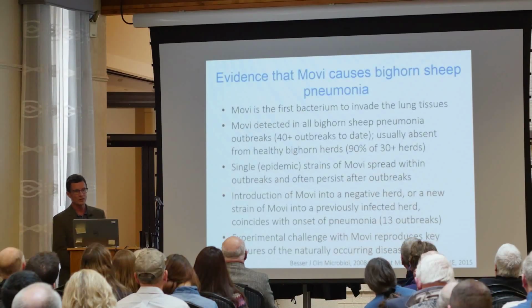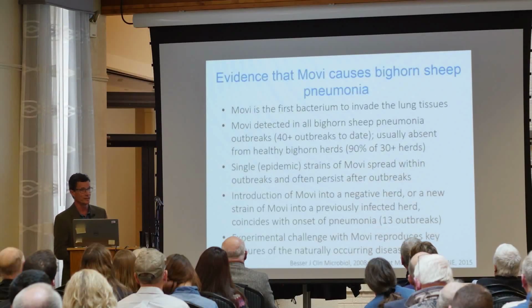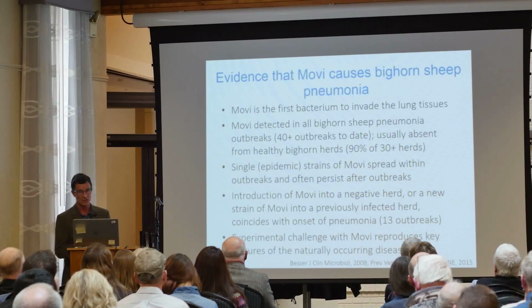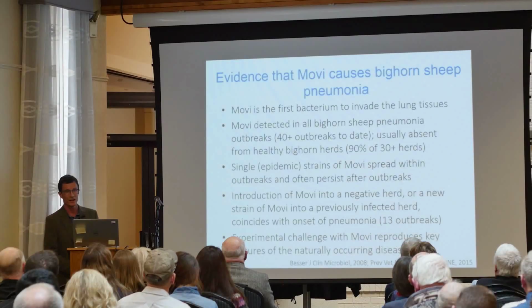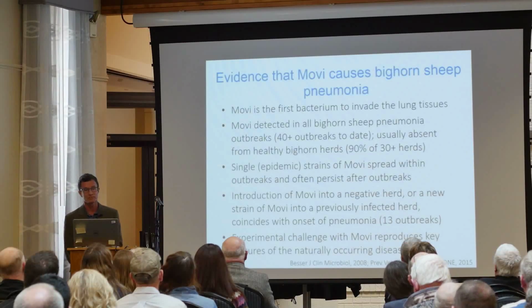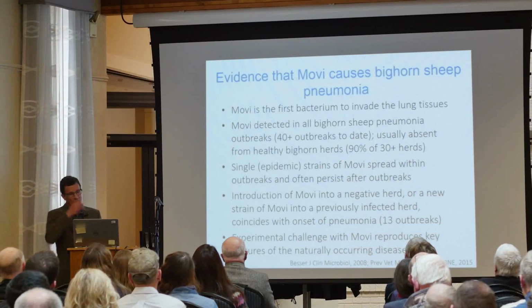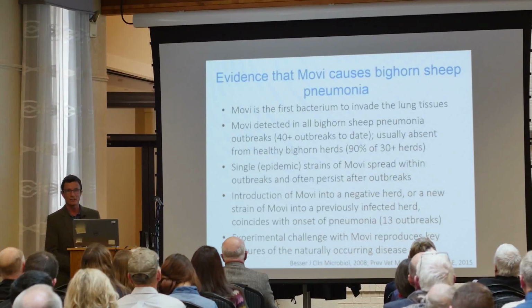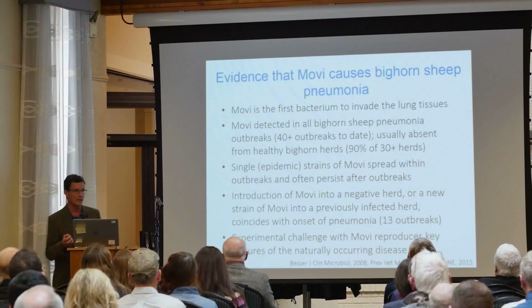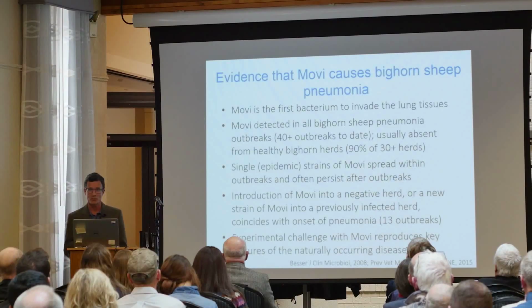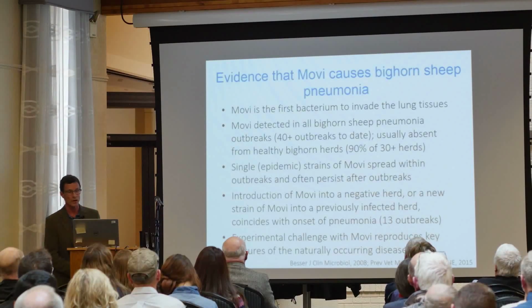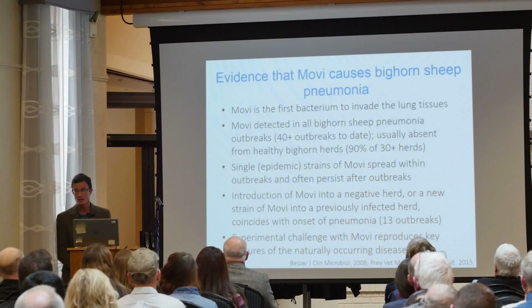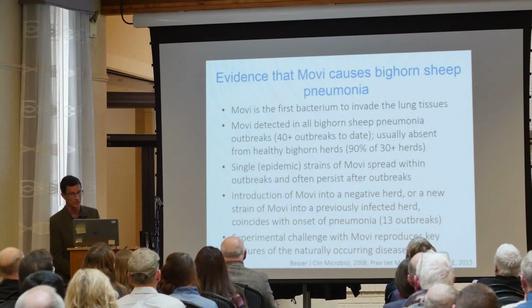As I mentioned, we learned that MOV is the first bacterium to invade the lung tissues. That alone seems to give it a different position than all the bacteria that come afterwards. We looked at MOV pneumonia in bighorn sheep outbreaks, and so far we have not found a bighorn sheep outbreak that is not highly associated with the presence of MOV pneumonia. And we're well over 40 outbreaks where we've had these microbiological investigations to date.